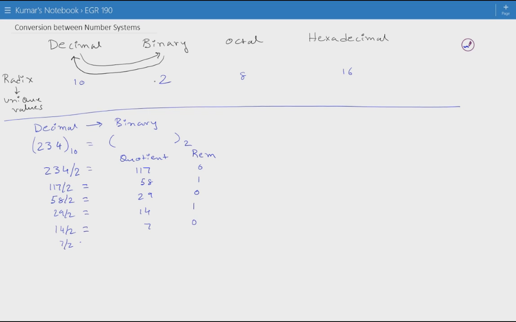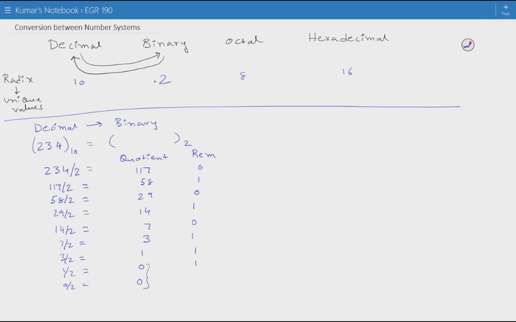7 divided by 2 will give me 3, with a remainder of 1. Divide 3 by 2 will give me 1 with a remainder of 1. 1 divided by 2 gives me a 0 and a remainder of 1. Now, can we divide 0 by 2? Yes, we can, but it will still end up being the same thing. So continue this until the division where you have 2 consecutive zeros, and then stop.